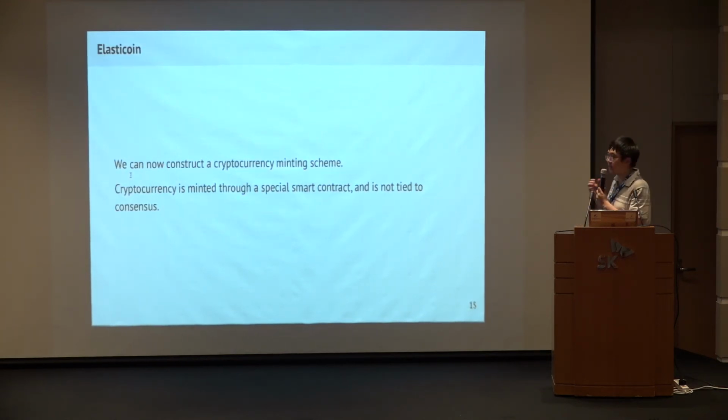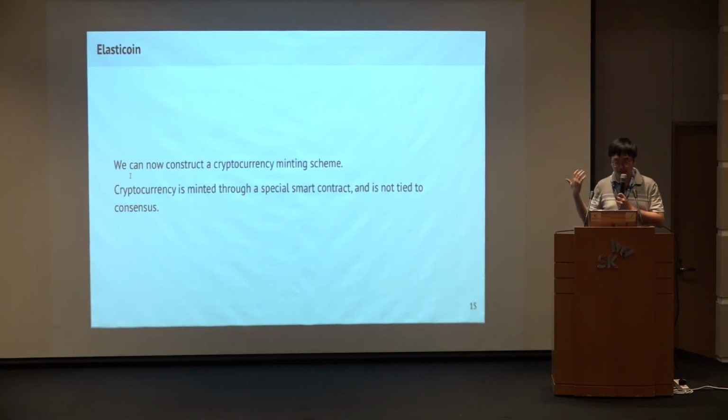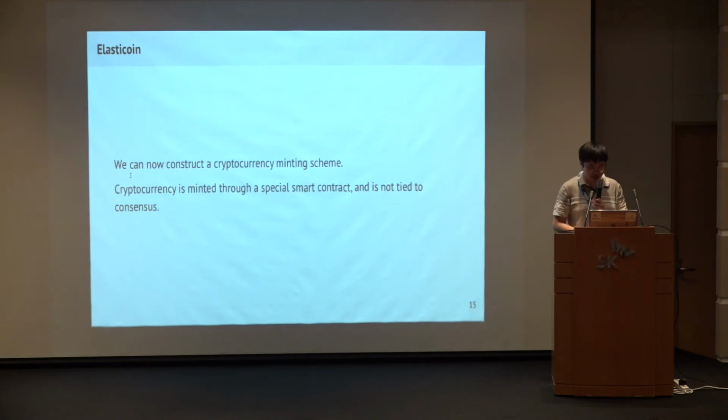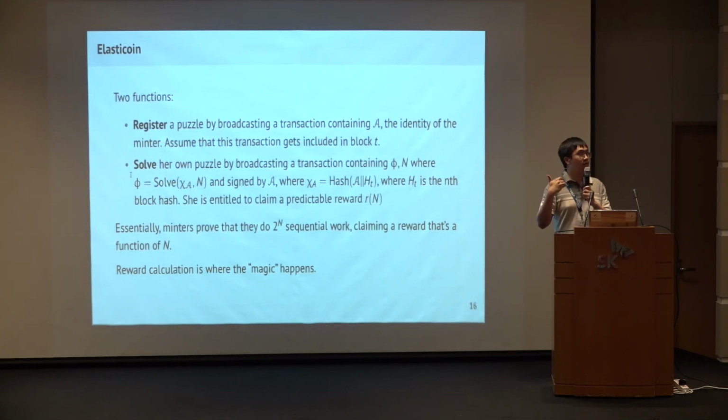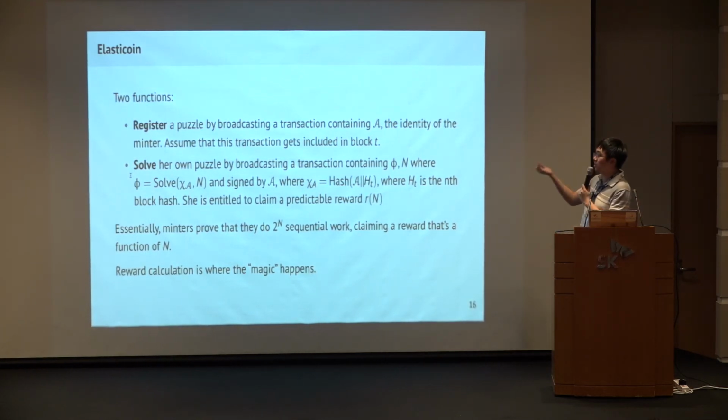So now that we have this primitive, we can construct a cryptocurrency minting scheme. One thing to note here is that even though we're minting these cryptocurrencies through a sort of variant of proof of work, this is unrelated to proof of work consensus. Imagine we're minting this through an ERC20 smart contract, where the consensus is using another currency. So we have two functions here, mapping to the two functions of the proof of sequential work. First, we register a puzzle. This is done simply by broadcasting a transaction containing A, the identity of the minter. Assume that this transaction gets included in block T.